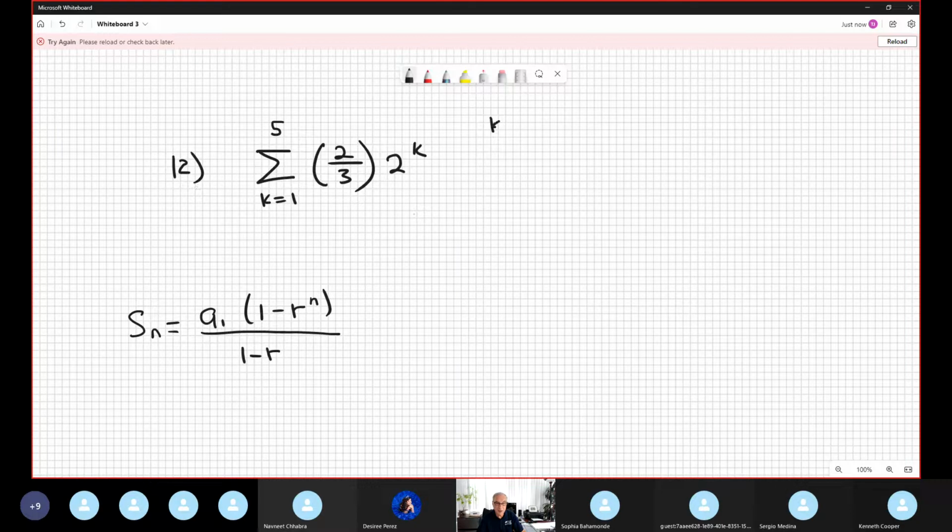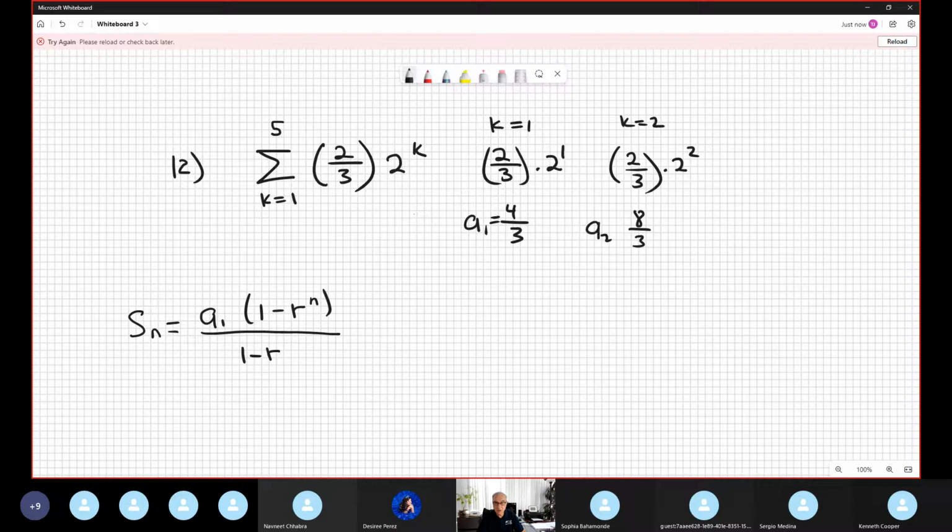Suppose k equals 1. For k equals 1, we have 2 over 3 times 2 to the 1. 2 to the 1 is 2, 2 times 2 is 4 over 3. This is A1. For k equals 2, it is 2/3 again, now times 2 to the 2nd power. 2 to the 2nd power is 4, times 2 is 8 over 3. This is A2. And we continue.